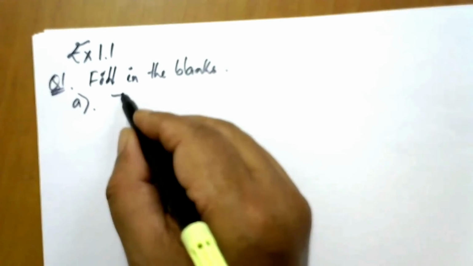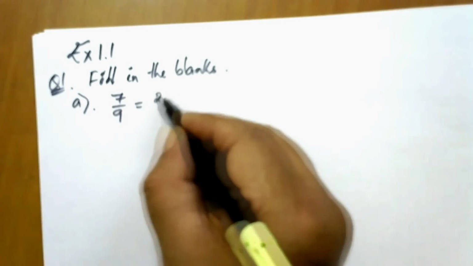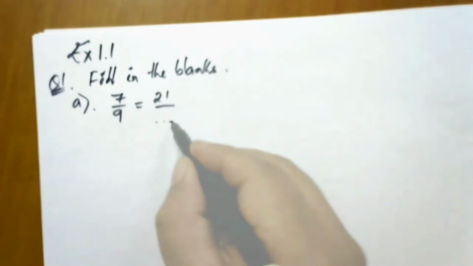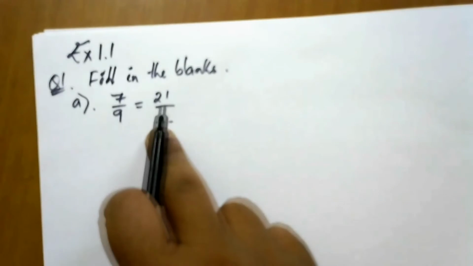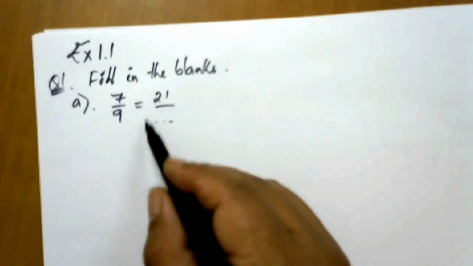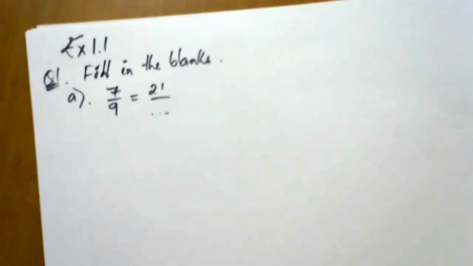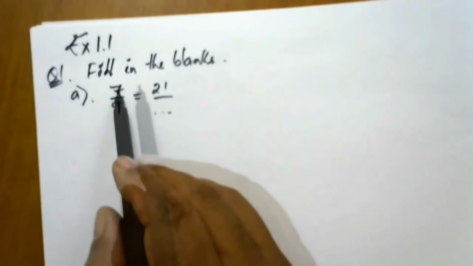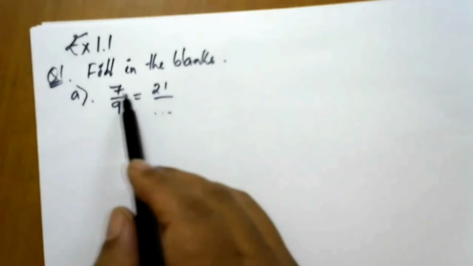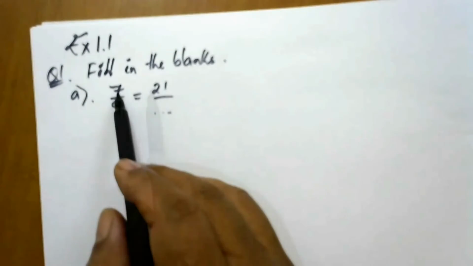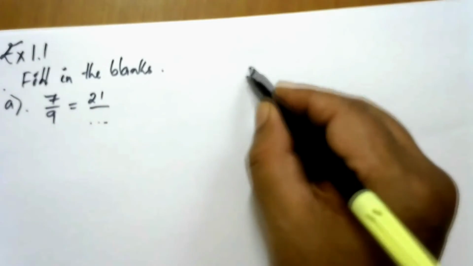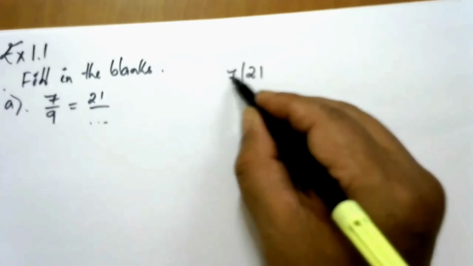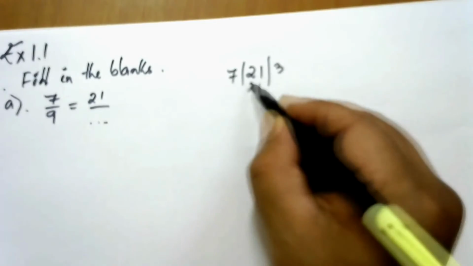Exercise 1.1. Question number 1. Fill in the blank. Roman numeral A. The given question is 7 by 9 is equal to 21 by blank. So we need to find the value of this blank part. To find this, since these two have the value, try to find the value by which it can be multiplied. Let's divide 21 by 7. 7 times 3 is 21.